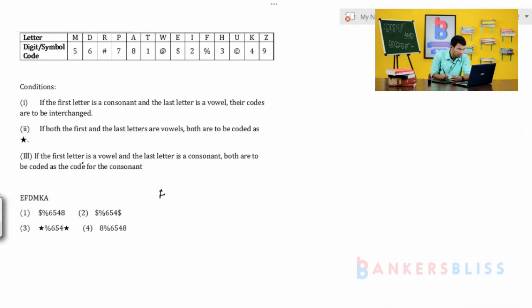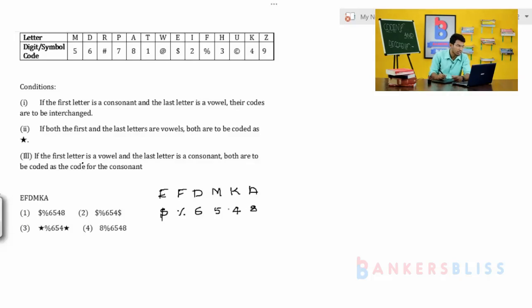Again, E, F, D, M, K, A. What is the first step? You have to write what is there in the coding format. Okay, what is the code for E? E is coded for dollar, F is coded for percentage, and D is coded for 6. Then M is coded for, what is M? That is 5. What is K coded for? K is coded for 4, and A is coded for 8.